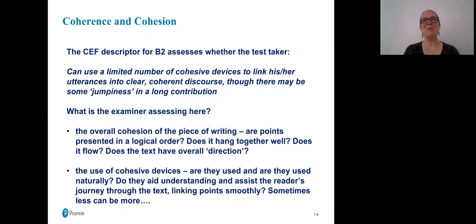And I think what tends to happen is that test takers know that they have to include these to get marks, and they do. So there can be a little bit of a temptation to put them in everywhere. So that's something that you could really work on with your learners, is this natural use of cohesive devices and discourse markers.